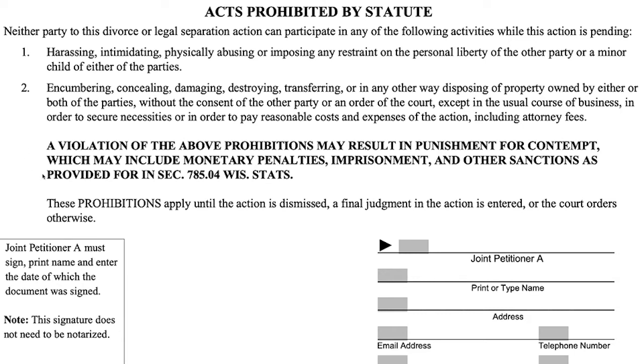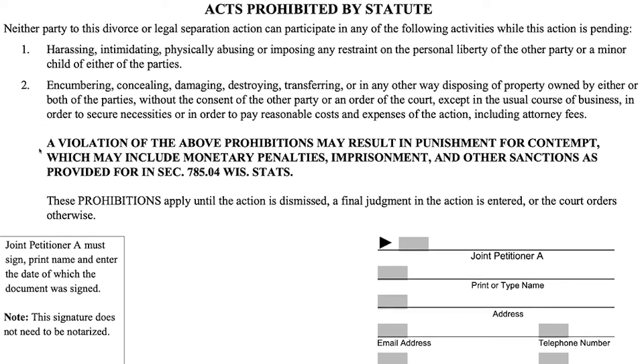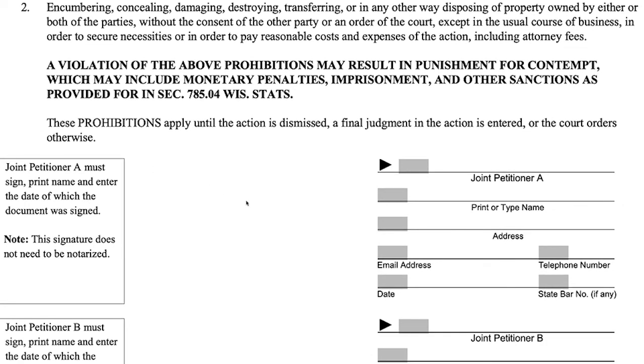And here's what happens when they find out. A violation of the above prohibitions may result in punishment for contempt, which may include monetary penalties, imprisonment, and other sanctions as provided for in Section 785.04. So just don't get nasty, and don't try to be slick and hide anything or sell anything off. It's not going to work out.